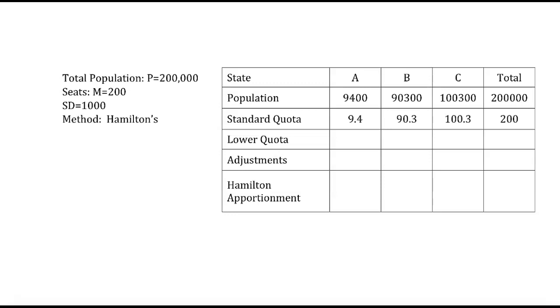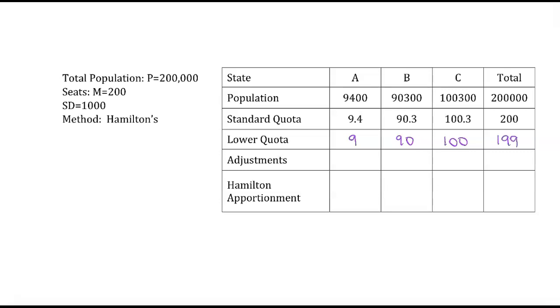Hamilton's method is when we round everyone down to their lower quota and then divvy out the extra seats based on which states have the highest amount of fractional part or residue. Rounding everyone down to their lower quota, state A would go down to 9, B down to 90, and C down to 100. This gives us a total of 199, so there's 1 seat left over.